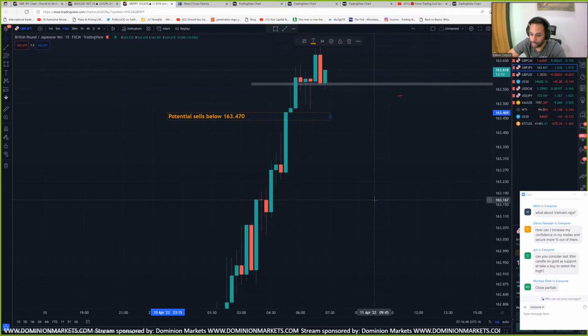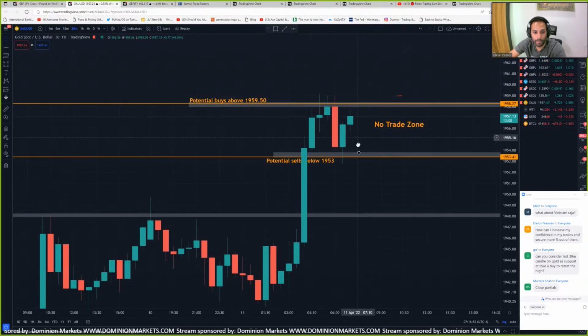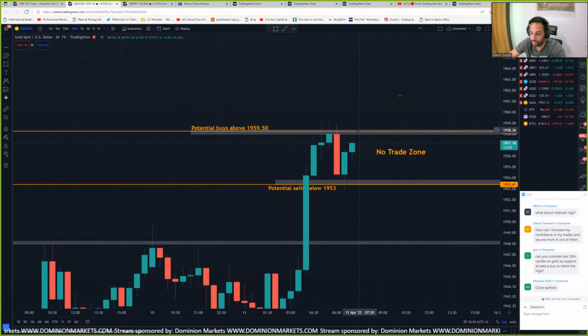Can you consider the last 30-minute candle on gold as support? No, because this isn't enough range. We need price to break above this area.